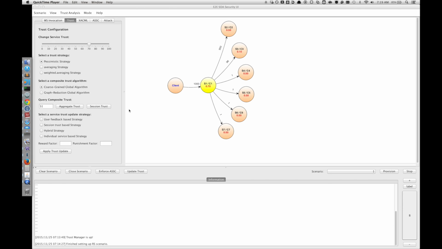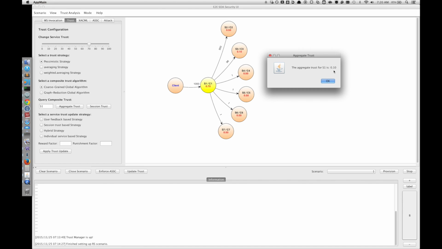The pessimistic strategy is based on the principle of the weakest link in information security. It says that in any given system, the security of the whole system is equal to the security of its weakest component. For example, if we take a look at this whole application, we will see the lowest trusted service is S3, at 0.1. So if we query S1 here, we will see that the aggregate trust will be 0.1.